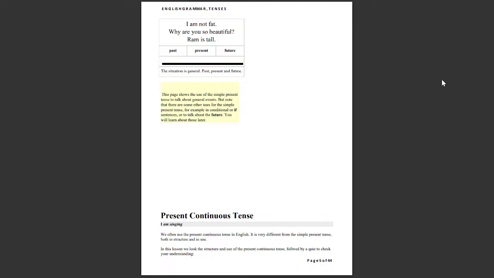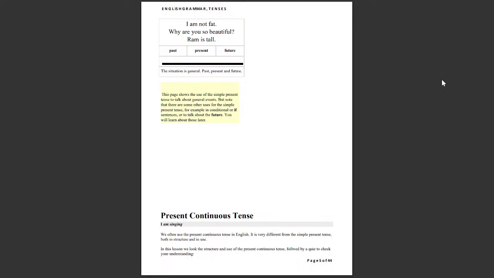And what is present continuous tense? If you quickly notice, I am singing. The present continuous sentence is like it's happening right away. So that is, I am singing. So I am singing now. I'm talking now, or I am teaching now. Okay. So that is happening right away.